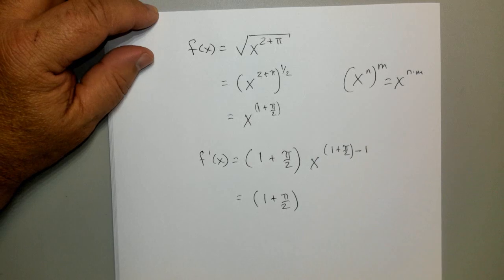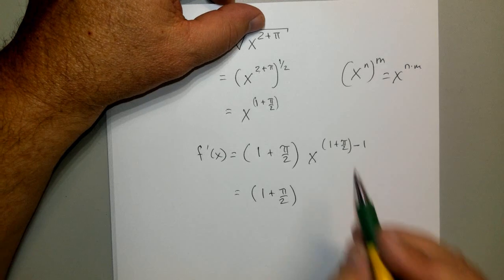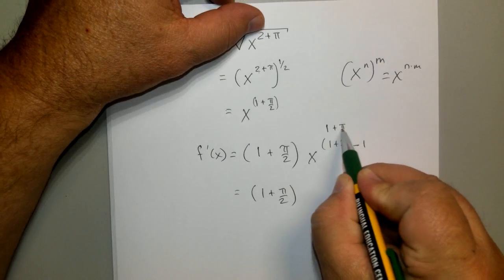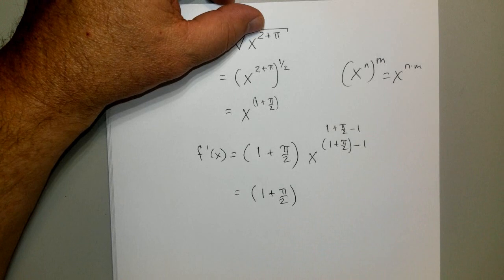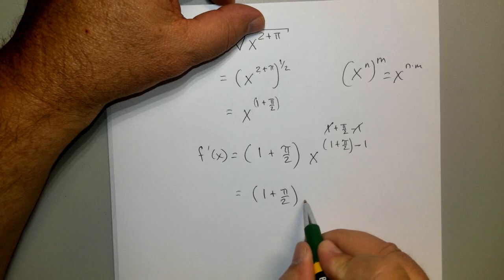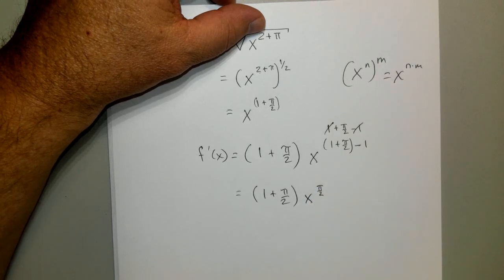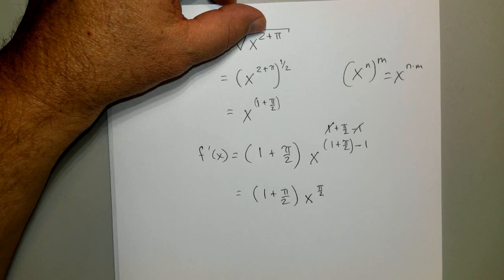What happens to our exponent? Do we need the parentheses? No. So we have 1 plus pi over 2 minus 1. What happens to the 1s? They cancel. So what we're left with is pi over 2. Are we done? What's the last thing we can do? Very good.